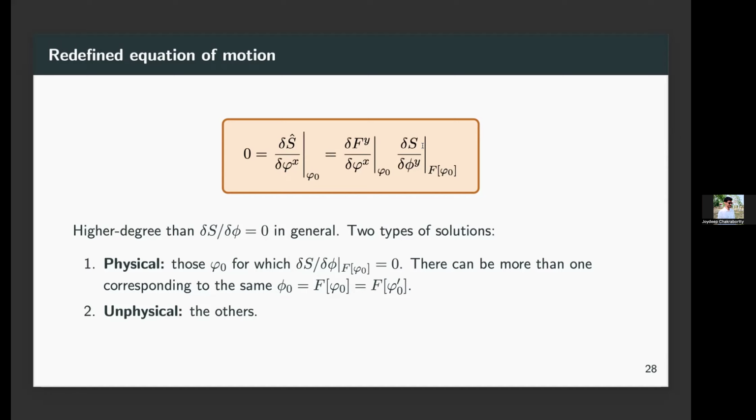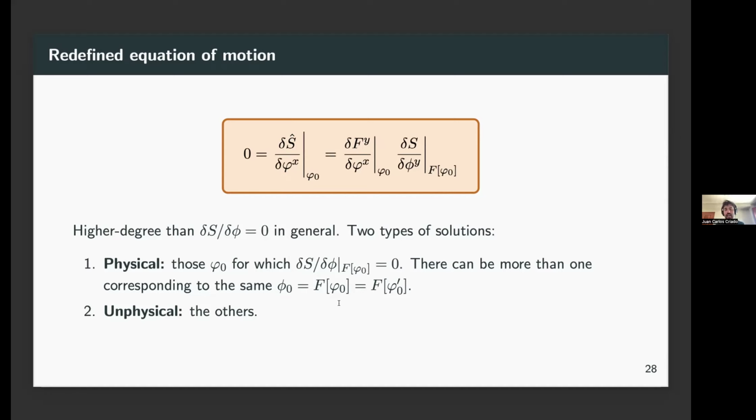Remind me that S hat was the redefined action, right? Yes. Okay. Exactly. Thank you. So this is the redefined equation of motion, and that's why it has higher degree. Del F by del phi is coming up with the redefinition, and that's the source of this additional term, del F by del phi. So the S hat is S of F of phi. Then you apply the chain rule, and you get this. Okay. Thanks.